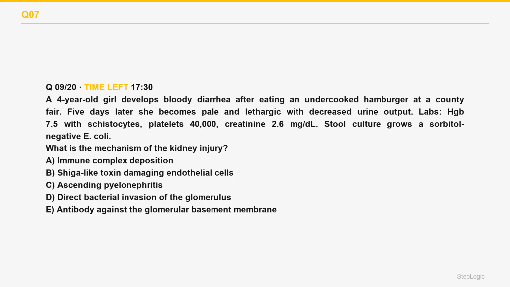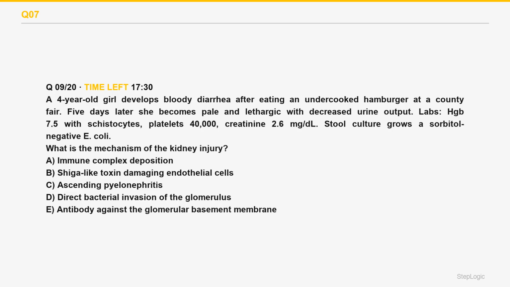What is the mechanism of the kidney injury? A 4-year-old girl develops bloody diarrhea after eating an undercooked hamburger at a county fair. 5 days later, she becomes pale and lethargic with decreased urine output. Labs: hemoglobin 7.5 with schistocytes, platelets 40,000, creatinine 2.6 mg/dL. Stool culture grows a sorbitol-negative E. coli.